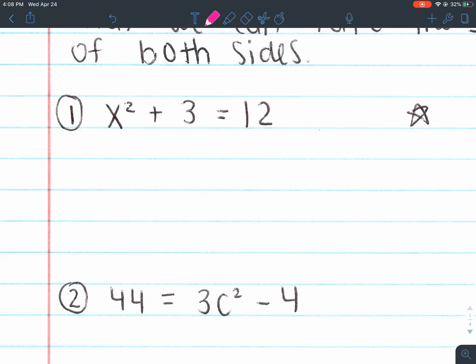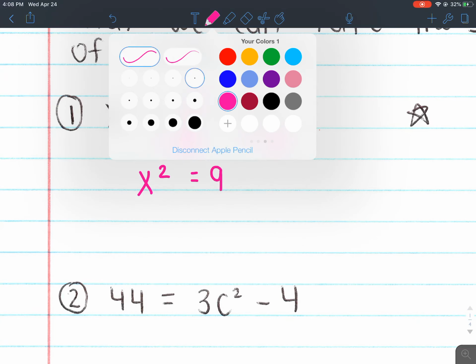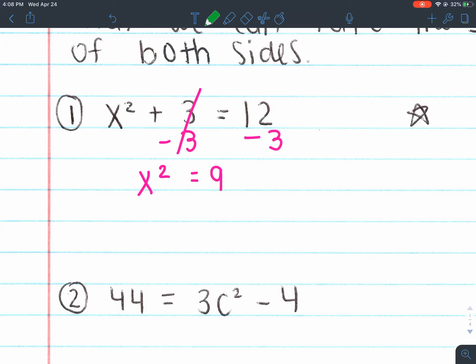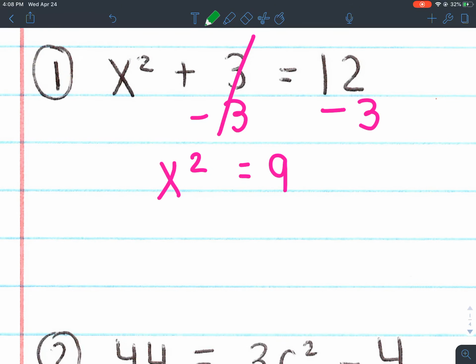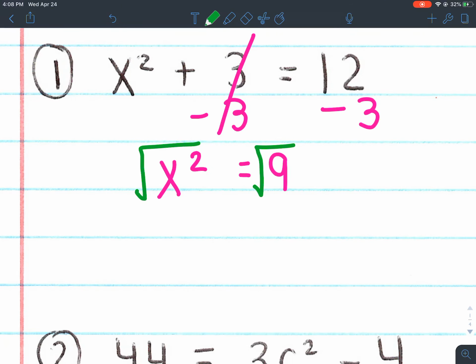Again, we want x squared by itself, so the first thing I'm going to do is subtract 3 on both sides. And then after I do that, I want to get rid of that square, right? I want x by itself. So in order to get rid of that, I'm going to square root. Why? Well, the square root and the square, when they're together, they cancel each other out. It's kind of like if you have a plus 3 and then you take away 3, they cancel each other out. So since it cancels it out, I just have an x left over. And then I take the square root of 9, and the square root of 9 would be 3.